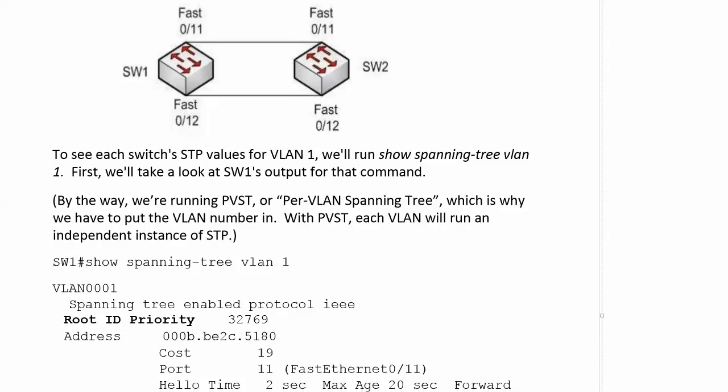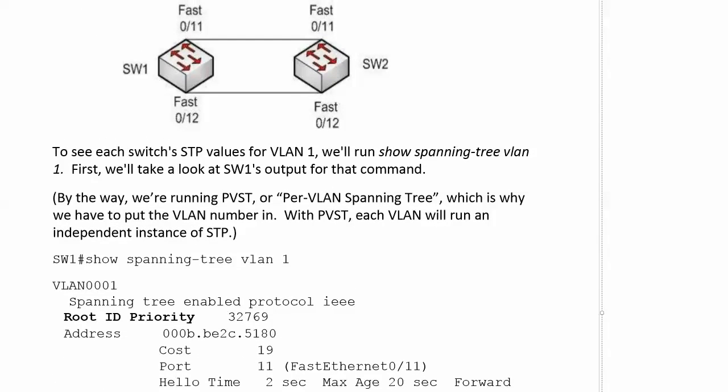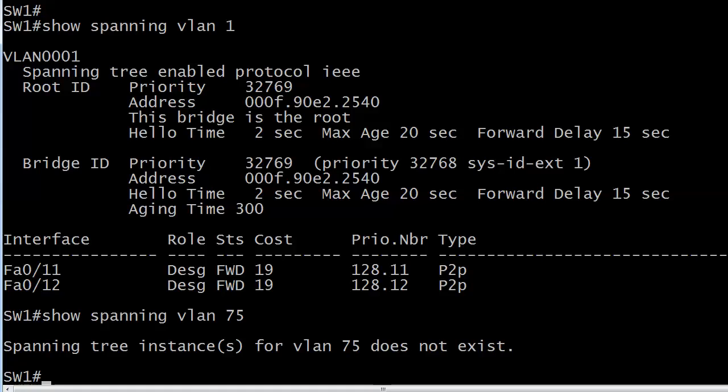To see a switch's values for a particular VLAN, you run show spanning tree VLAN followed by the number, because what we're running here is per VLAN spanning tree, PVST. And then there was a PVST plus, but people dropped the plus, and now we just call it all PVST. That's why we have to put the VLAN number in. With per VLAN spanning tree, each VLAN runs an independent instance of STP. If you try to run this command for a VLAN that does not yet exist, like 75 that I did here, it's going to give you a message right there, spanning tree instance for VLAN 75 does not exist. That's because the VLAN doesn't exist on the switch.